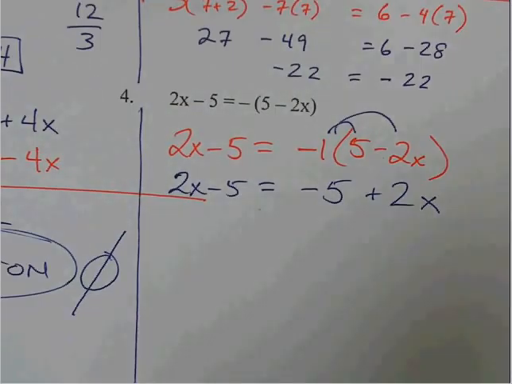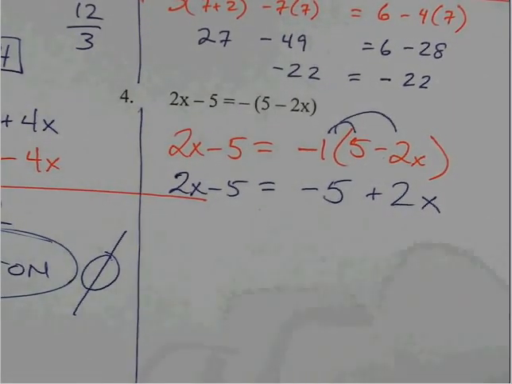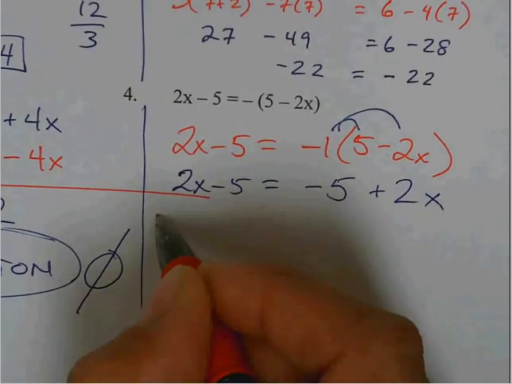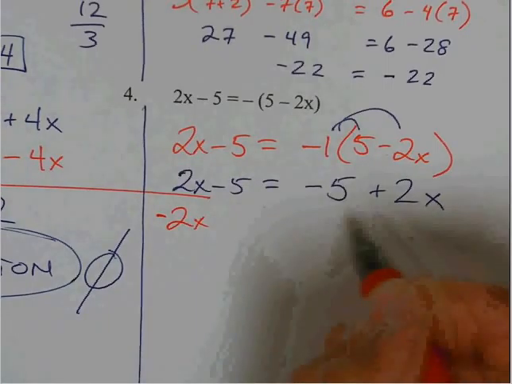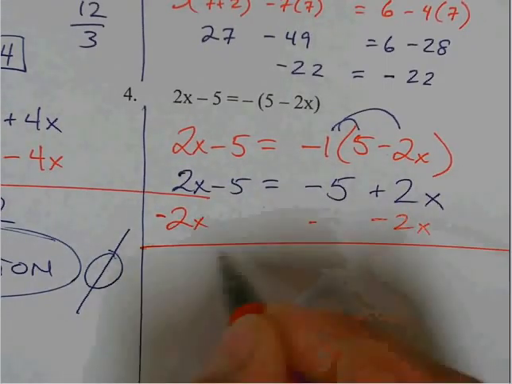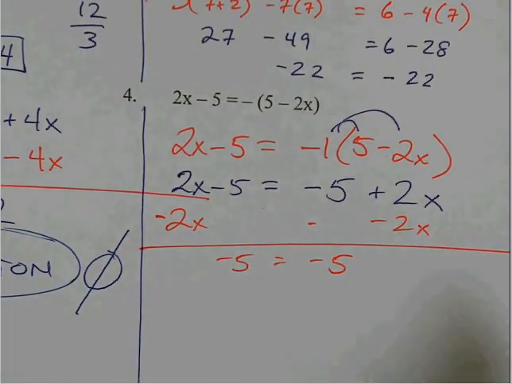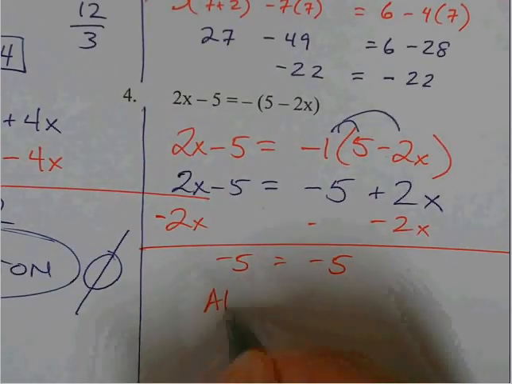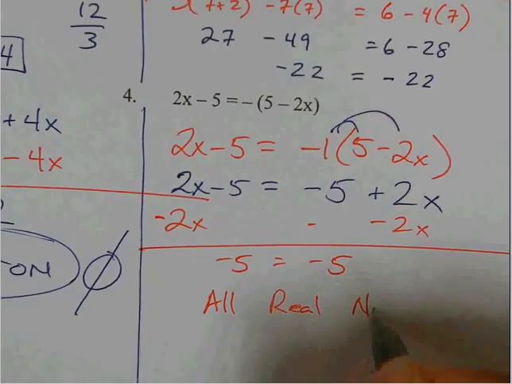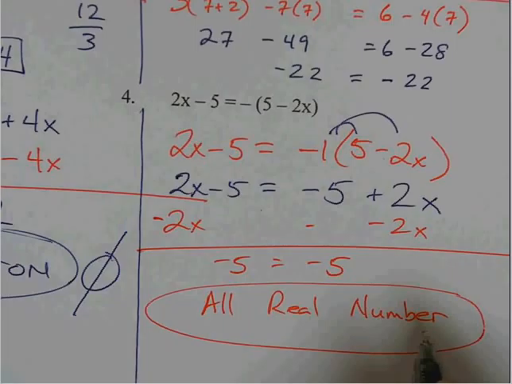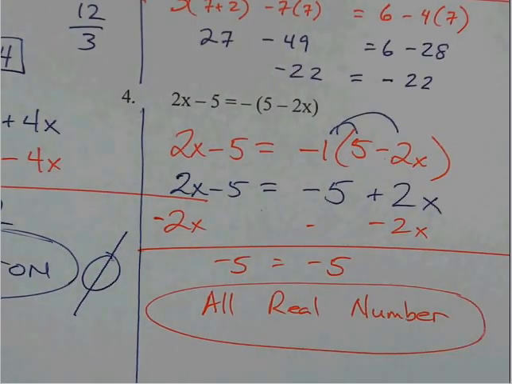Now, from there, how do I get rid of my x's? Go ahead, Hunter. 2x minus 2x. Okay, so I'm going to subtract 2x. So -5 equals -5. When does -5 equal -5? All the time. What's the answer? What do I write? R. All real numbers. Now, on your homework, I want you to write out all real numbers. If you also want to be cool and write the cursive, funky R, that's fine. But I want you to write it out.